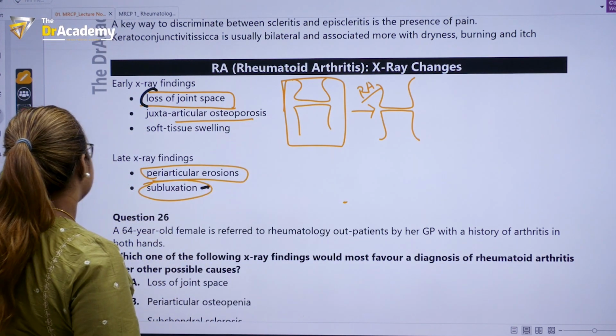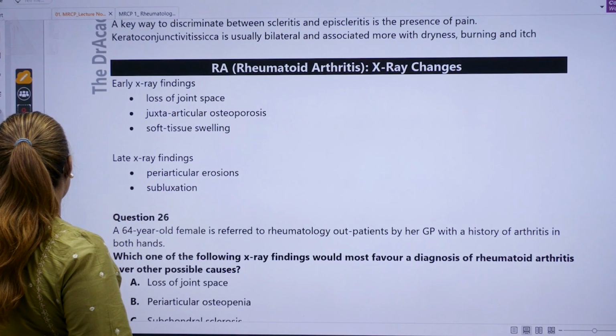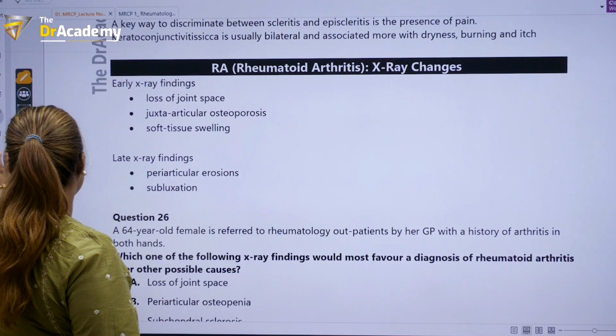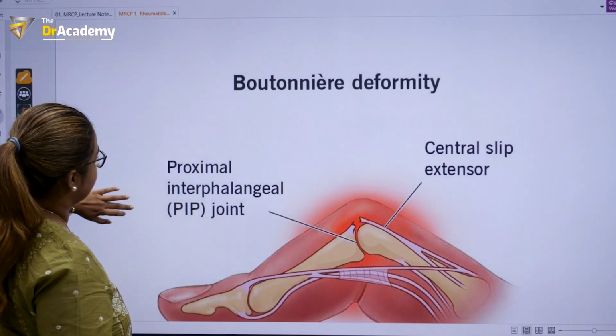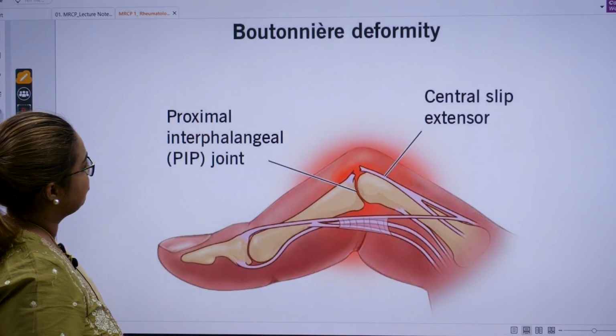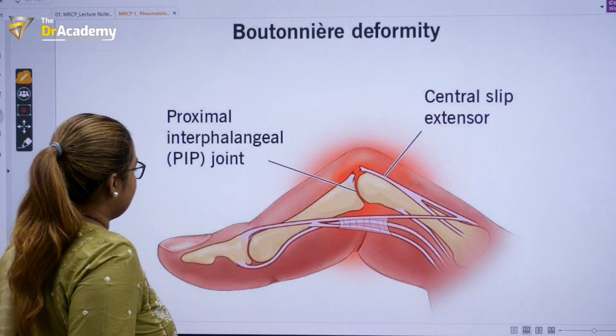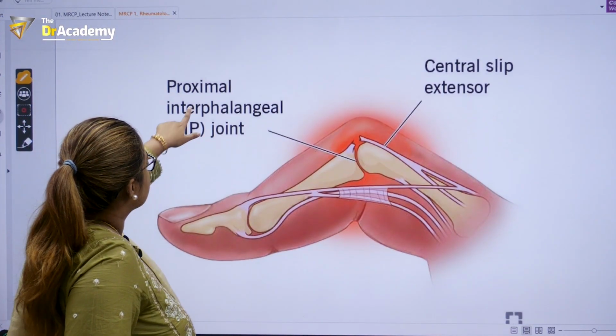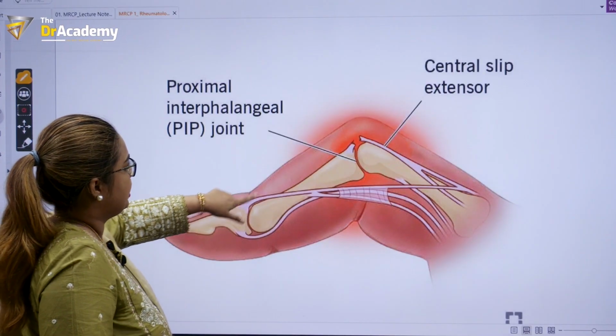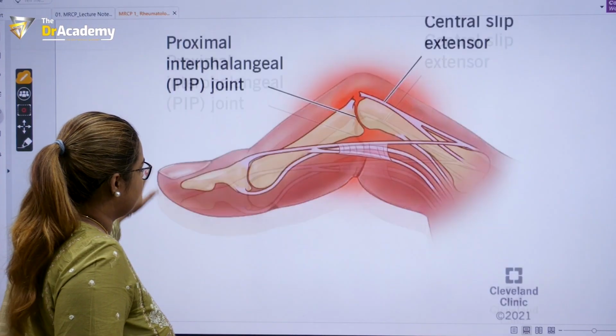And there will be some deformity. I have already told you, the important one is the boutonniere deformity. In the boutonniere deformity, the proximal interphalangeal joint is mostly affected.